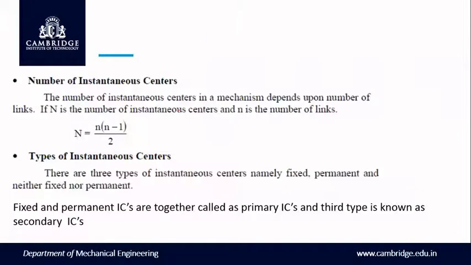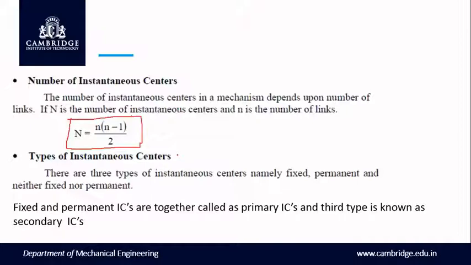How to determine the number of instantaneous centers? The number of instantaneous centers in a mechanism depends upon how many links are present in that mechanism. If we consider small n as the number of links and capital N as the number of instantaneous centers, the formula goes like this: the number of instantaneous centers equals the number of links multiplied by one less than the number of links, divided by 2. That is N = n(n-1)/2.